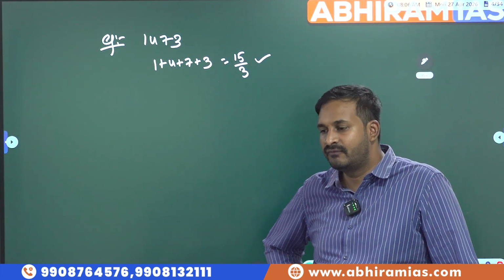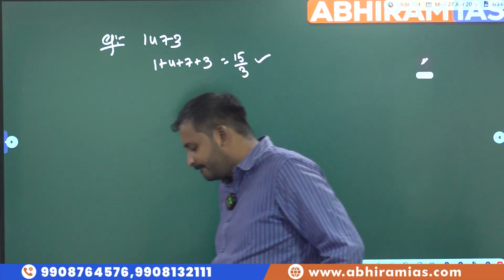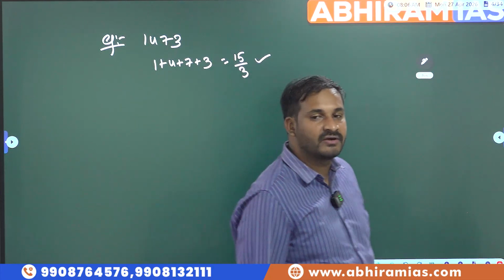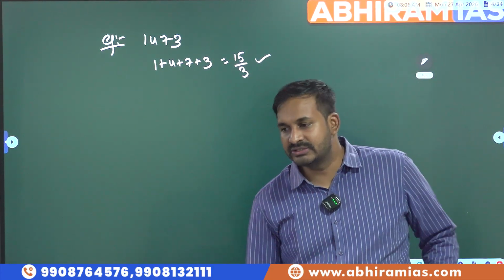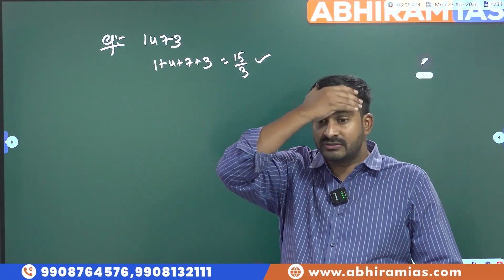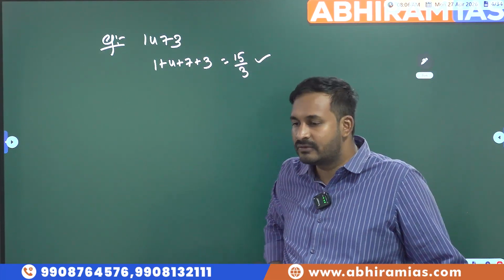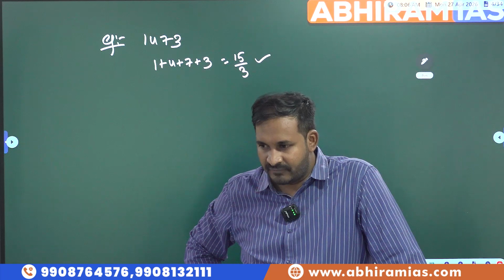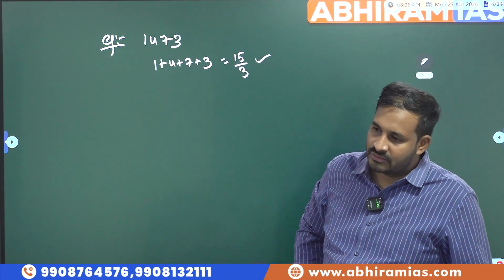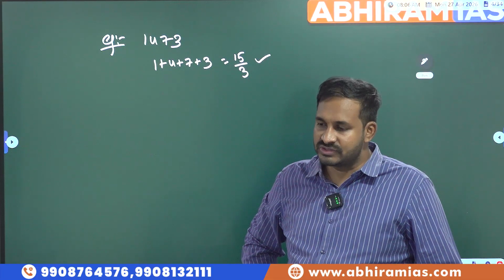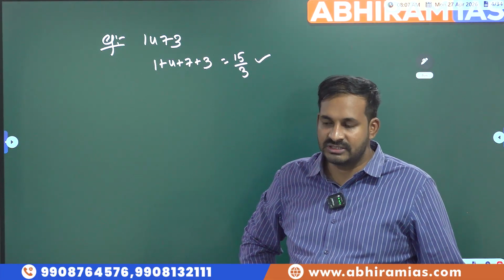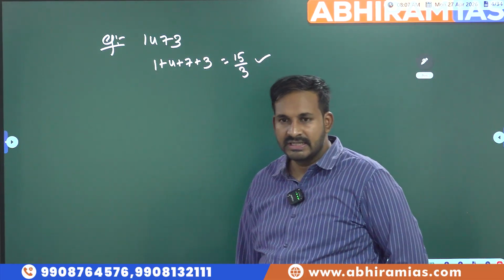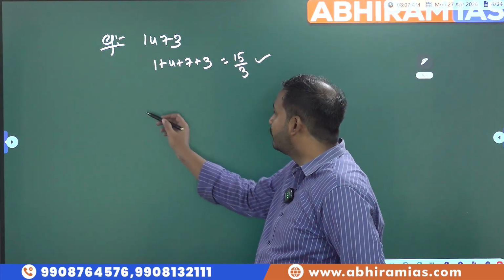Next, rule for 4. If the last 2 digits of the given number are divisible by 4, or zeros, then the number is divisible by 4.